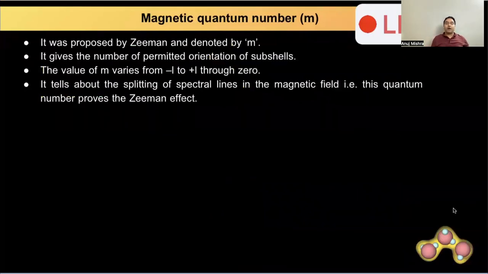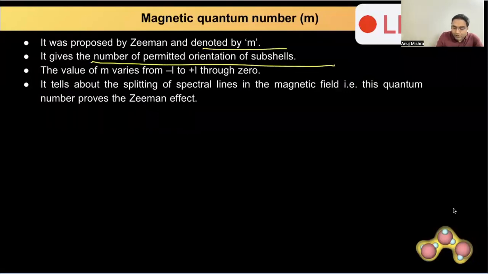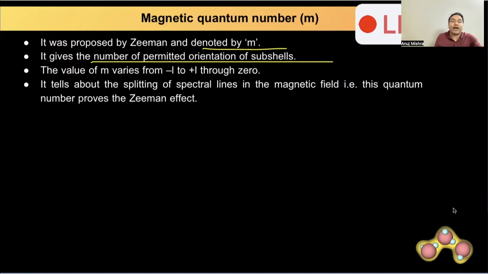So magnetic quantum number denoted by small m. It gives number of permitted orientation of subshells. So this is a very important line actually. Number of permitted orientations of subshell, or we can say the given orbitals, right? And the value of m varies from minus L to plus L. This is written. Minus L to where is it going? Plus L, children, value through 0.